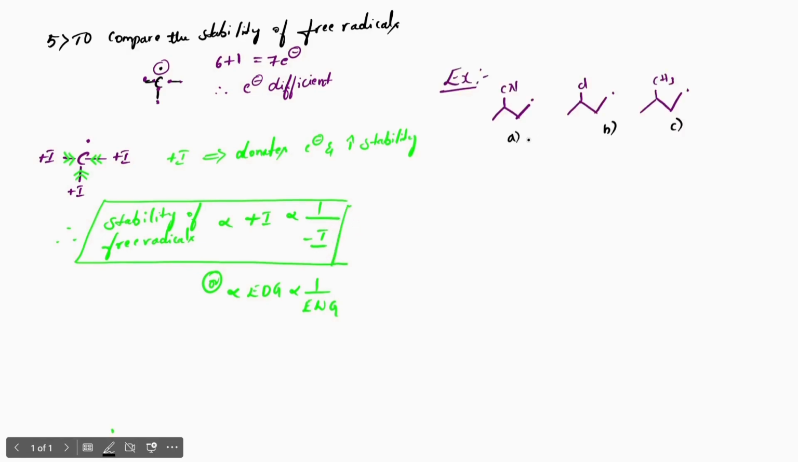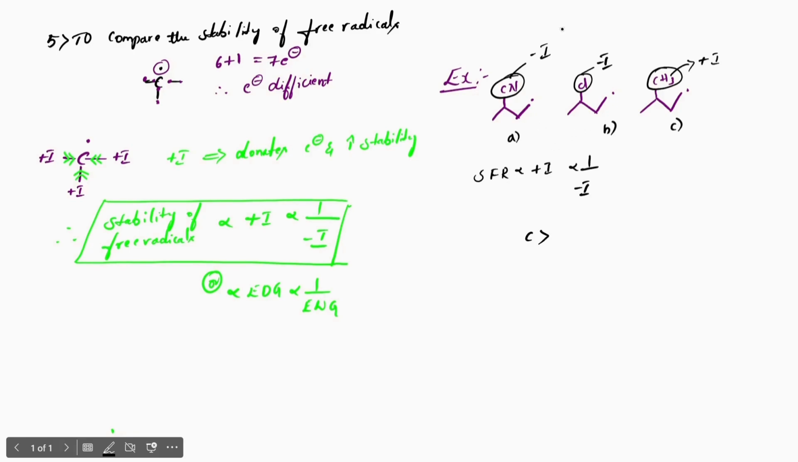Okay, let's see an example. So the question is, among these three, which is the most stable free radical? So we know that stability of free radical is directly proportional to positive inductive groups and inversely proportional to negative inductive groups. So in all these three cases, CH3 is positive inductive group, Cl is negative inductive group, CN is negative inductive group. Therefore, C is the most stable free radical among these three.